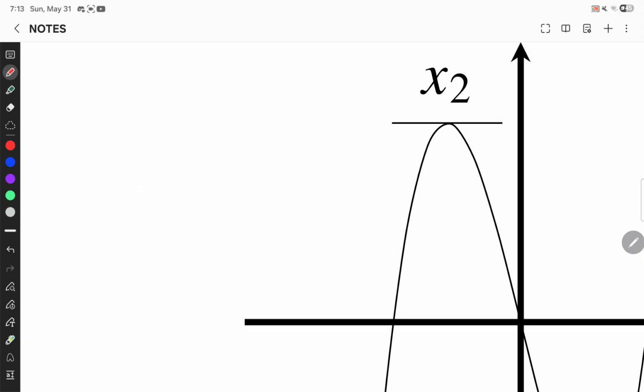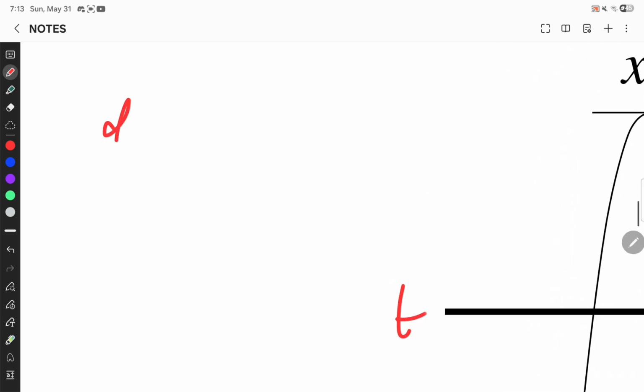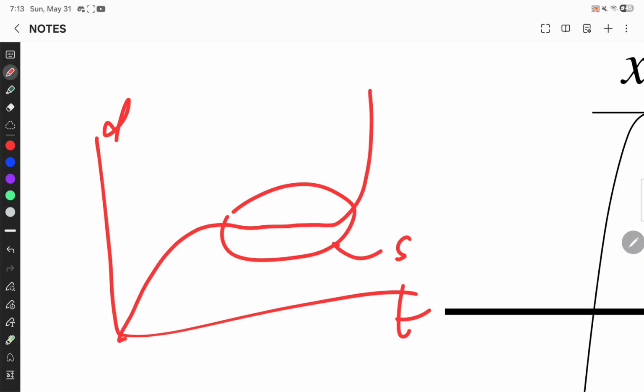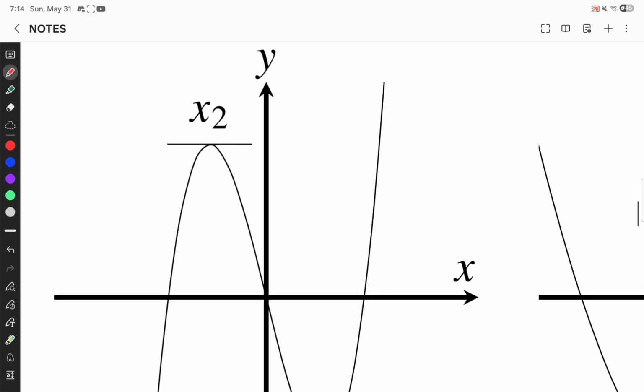Have you ever seen a speed time, a distance time graph before? In a d over t graph, when we say this area, we call this area that the object is at rest. The object is stationary. So this is why I call it a stationary point. It literally has stopped.